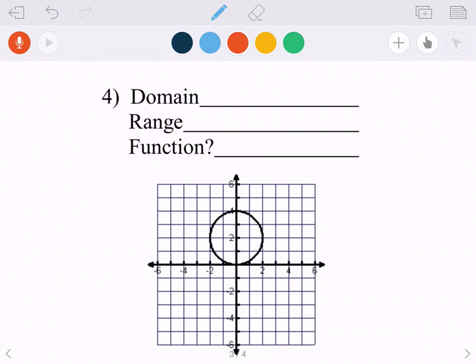Here I have a circle. So my domain, again, my x values. The furthest left point is at -2, and the furthest right point is at +2. So x has to be greater than or equal to -2. -2 is the furthest left point. And x has to be less than or equal to +2.